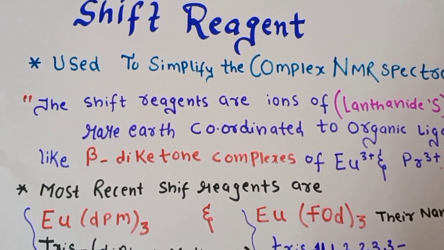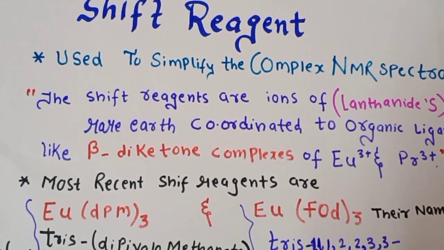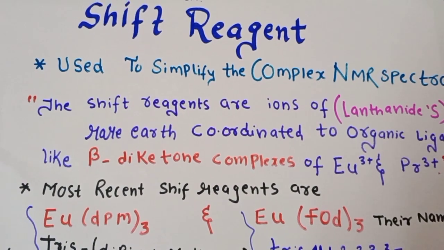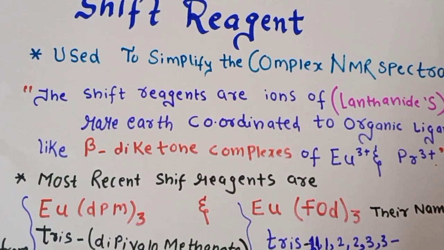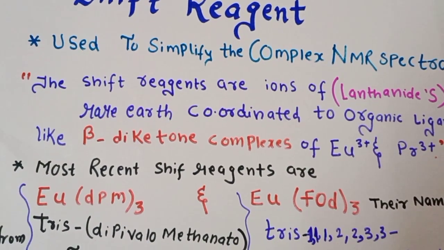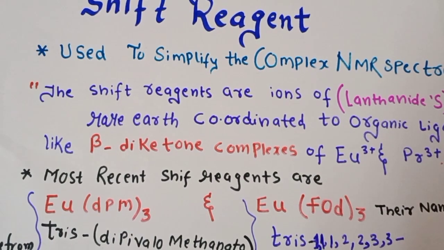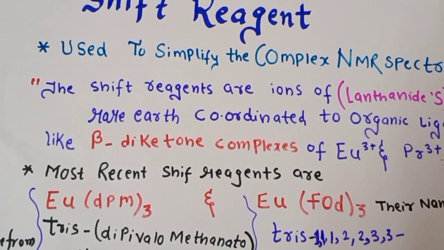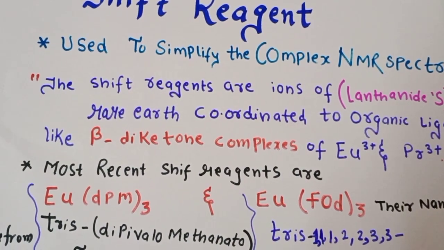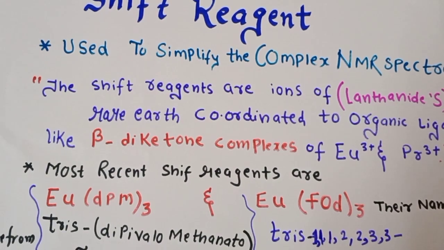As we know, in any NMR spectrum we get the chemical shift values. So these reagents will shift the chemical shift values of any particular compound. They are used to simplify complex NMR spectra. Generally the NMR spectra get complicated because of so many same groups. So if we add the shift reagents, the complex spectra get simplified, and we can have a simple first order spectra.